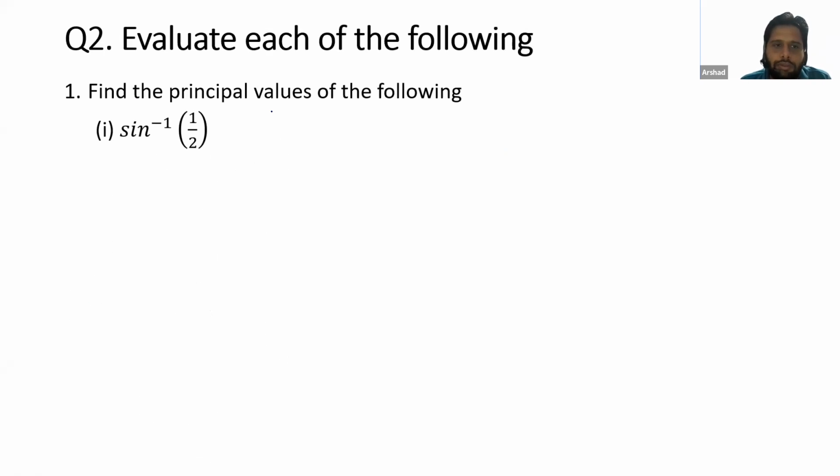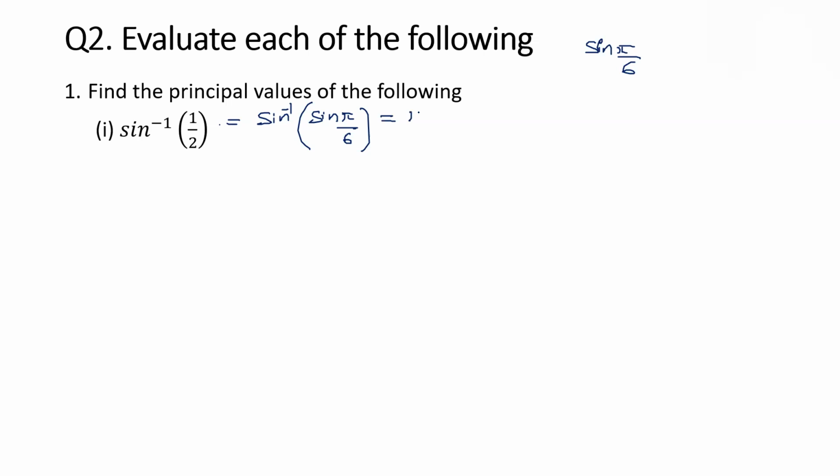Now next one. Find the principal values of the following: sine inverse 1 by 2. Now how do you need to solve this question? For which angle will we get 1 by 2? Who can tell me? 30 degree. Okay, 30 means pi by 6. So sine pi by 6. That means in place of 1 by 2, we can write sine inverse sine pi by 6. Who can tell me the answer? Pi by 6.